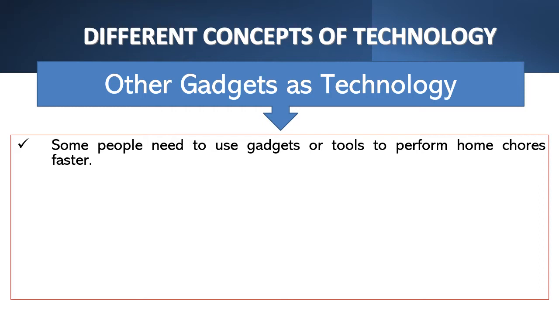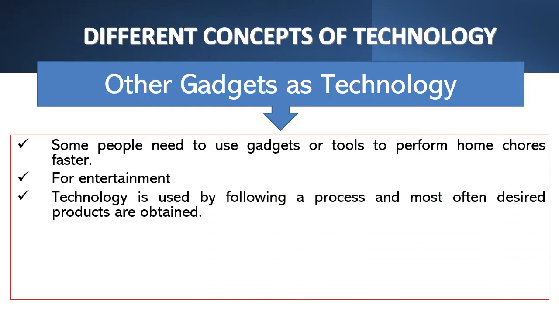Now people are using a robotic floor polisher, no longer using a coconut husk. Electric food mixers, blenders, and grinders. Other technology-related appliances are radio, television, music player, and digital camera because they are used for entertainment. So this equipment entertains people through listening, watching, or documenting events. And then technology also is used by following a process, and most often desired products are obtained.